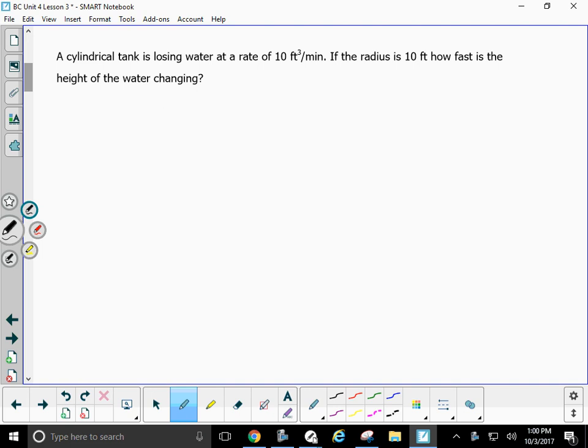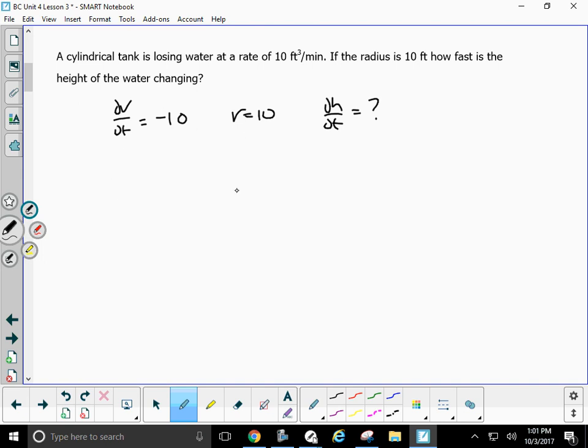First one, this is just like the one you had on your quiz. We have a cylindrical tank, it's losing water at this rate. The radius is 10 feet. How fast is the height of the water changing? I'm gonna write everything down. So we're losing water, so that's dV/dt, that's negative 10. The radius is 10. How fast is the height of the water changing?